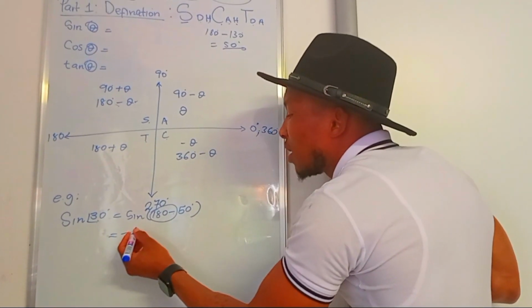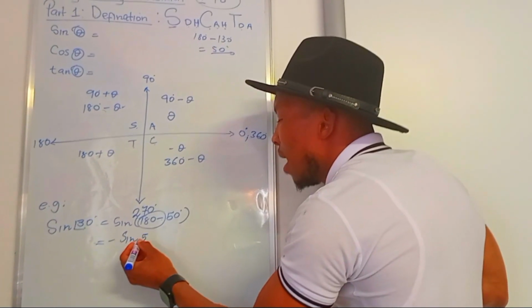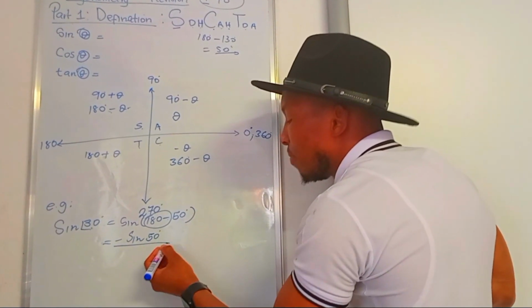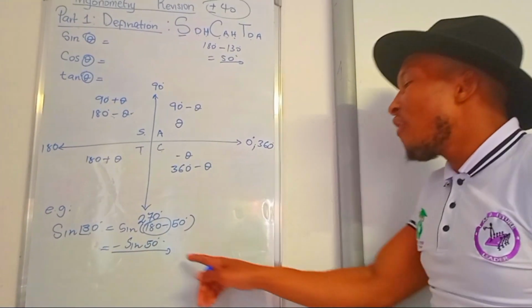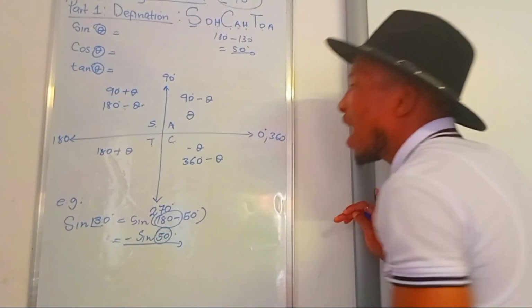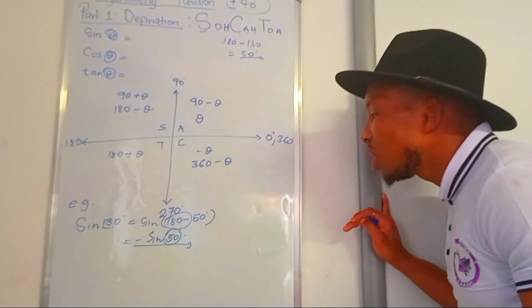That means that we are just going to get negative cosine 50 degrees. Okay, therefore now, do you see this amount of angle? It is now an acute angle.